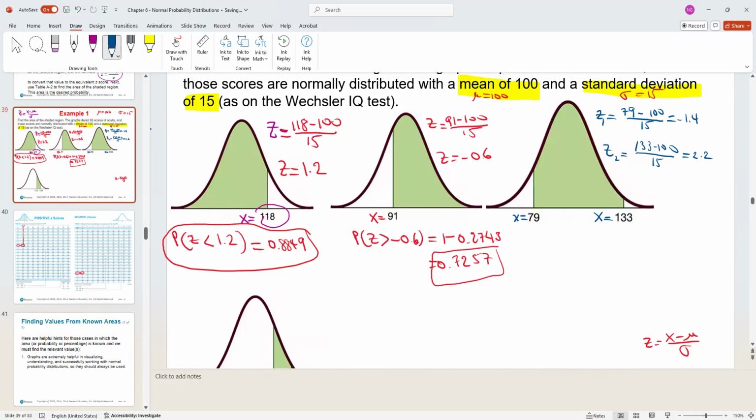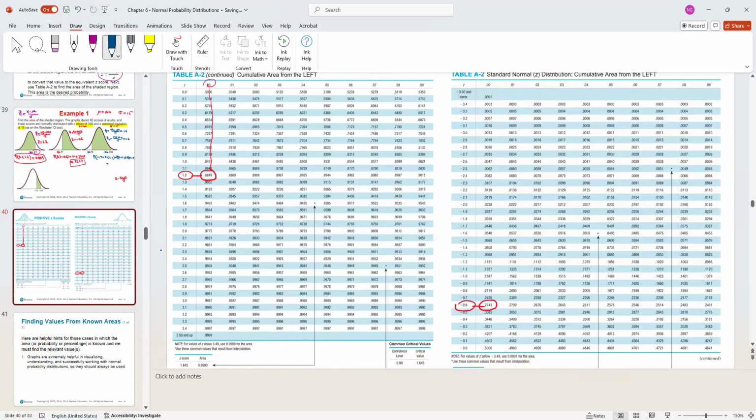Now remember, when you do between, that means the probability that z is between negative 1.4 and 2.2. We said when you do between, it's better to write it as the probability that z is less than 2.2 minus the probability that z is less than negative 1.4. So find 2.2 from the table. What do you see in the table? 2.2 is this one right here: 0.9861.